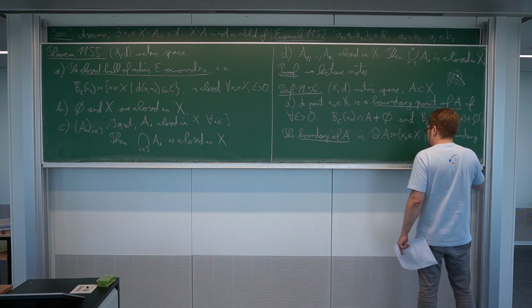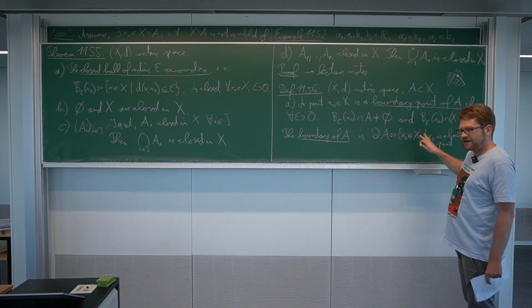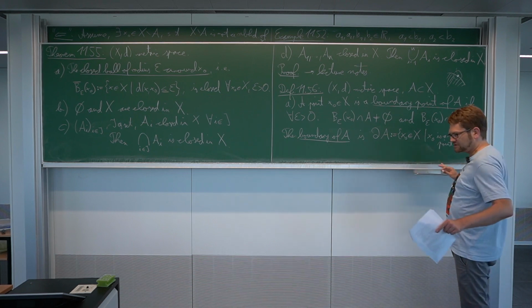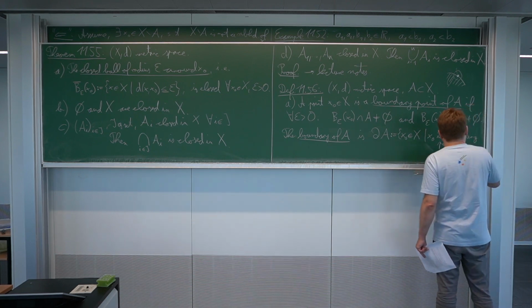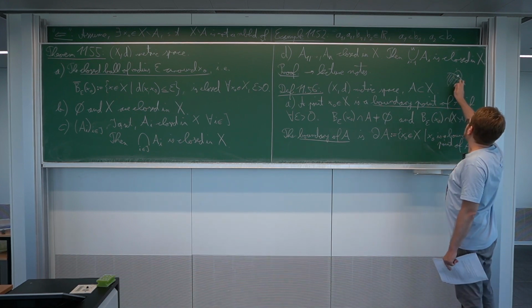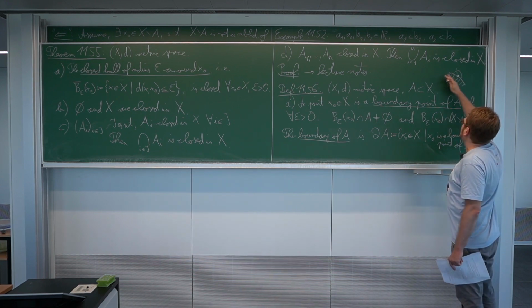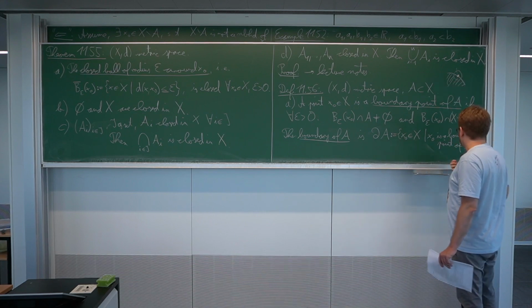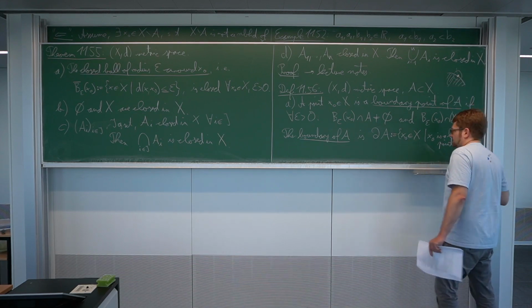So please note here, x0 does not have to be inside of A. It might be outside of A. So if we would, for example, take the set here with this boundary removed, this would still be a boundary point of the set. Okay, this is the boundary of A.